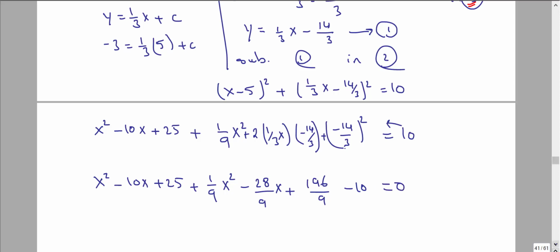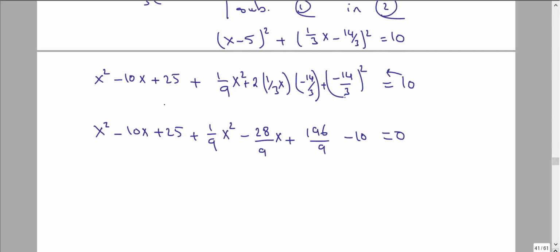It looks difficult because of the fractions. So let's continue. Here we have x squared and we have 1 over 9 x squared. That will be 10 over 9 x squared. Use the calculator to add the fractions. But then we have negative 10 and negative 28 over 9. Can you work out negative 10 and negative 28 over 9 on your calculator?